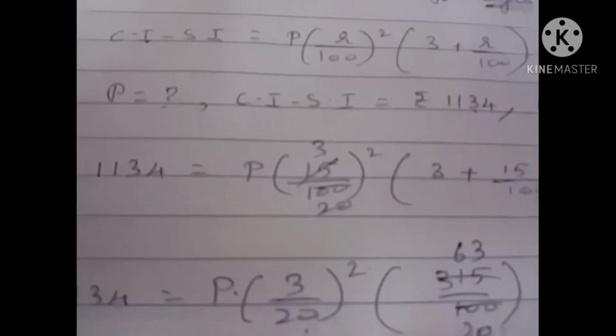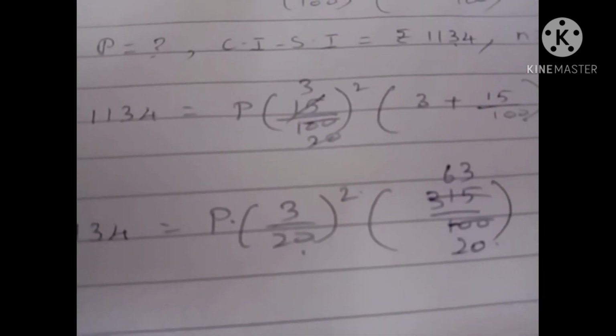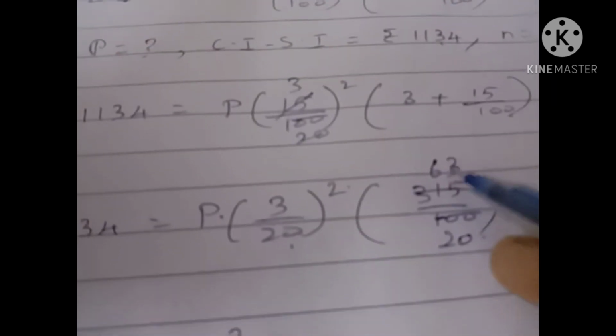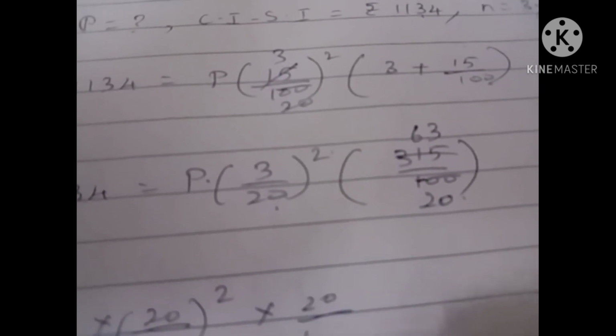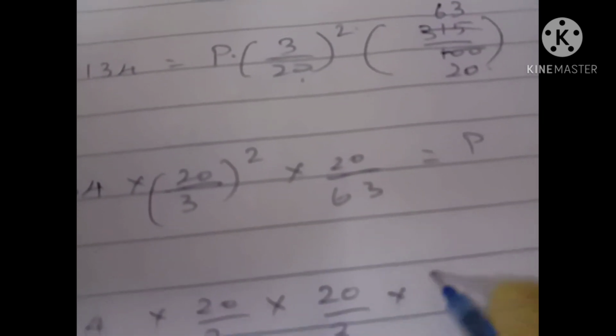Then keeping the P as it is, bring the (3 by 20) the whole power 2 to your left hand side. If you take it to your left hand side, the reciprocal is (20 by 3) the whole power 2, and here 63 by 20, 20 by 63 is equal to P. Therefore 1134 into 20 by 3 into 20 by 3 into 20 by 63.